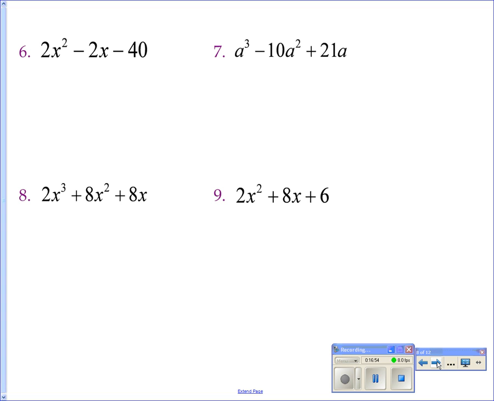Who's excited? I'm excited. All right, number 6, 2x squared minus 2x minus 40. All right, Hallie, what are you going to do first? Good. What goes into 2x squared, 2x, and 40? 2. So I write a 2 under both of them. Do they all have an x? No, they don't all have an x, so I can't put an x under them. All right, so just a 2.